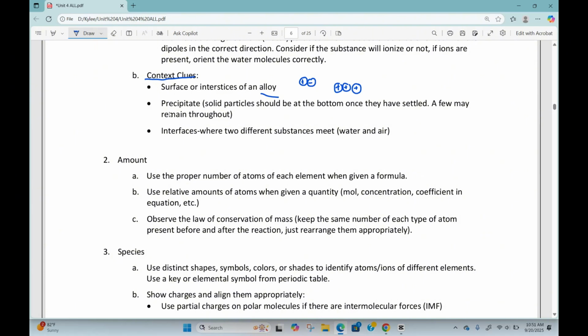I mentioned before, if it's a precipitate, the solid particle should be at the bottom. And then interfaces. If I have something where a liquid meets gas particles, we want to make sure that that interface is labeled or it is obvious that that's an interface.